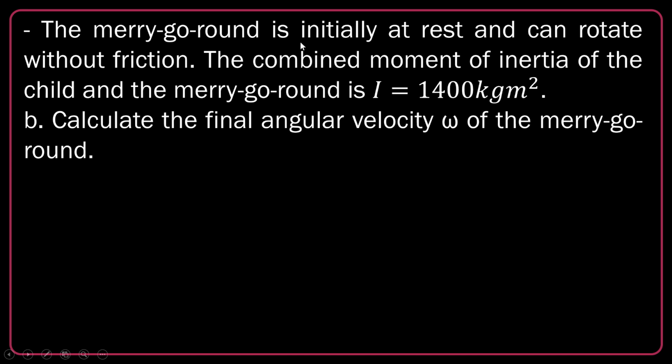The merry-go-round is initially at rest and can rotate without friction. The combined moment of inertia of the child and the merry-go-round is 1400 in SI. Calculate the final angular velocity omega of the merry-go-round.